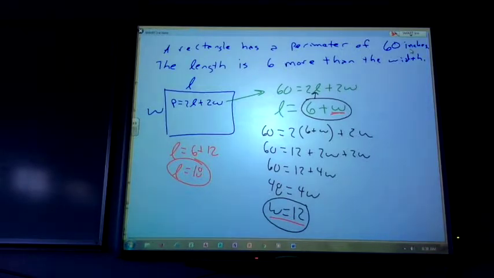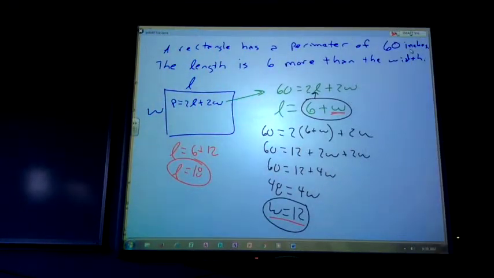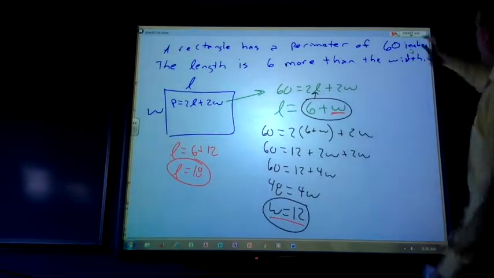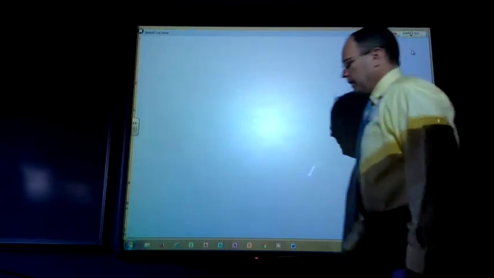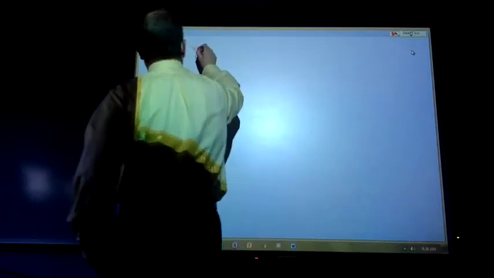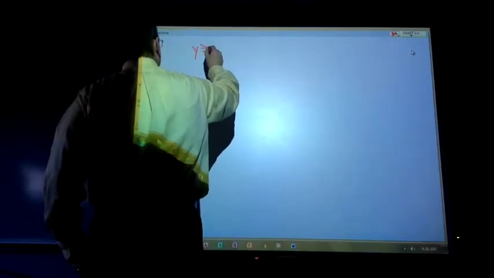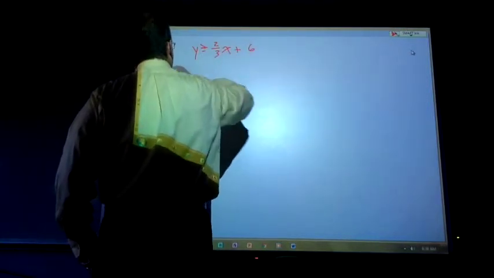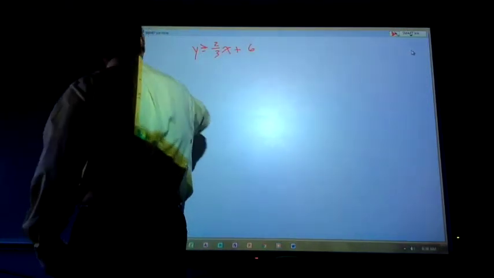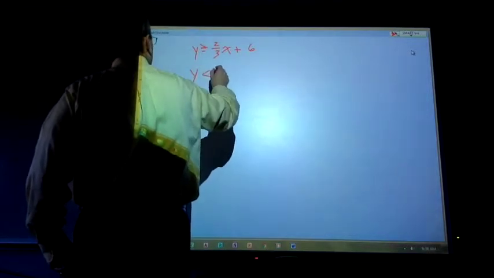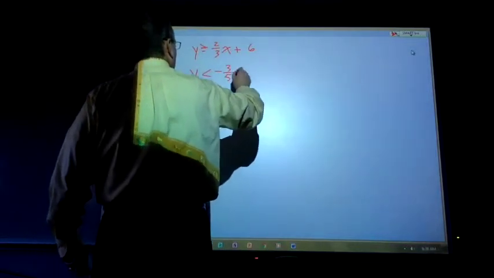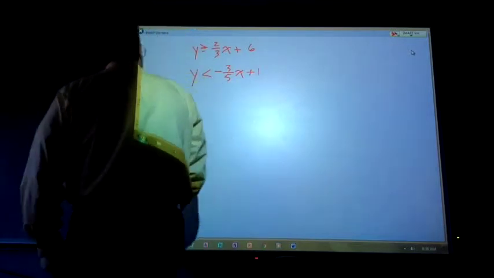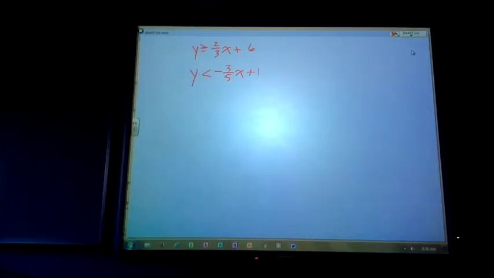Okay. Mac, you said you had something you wanted me to do, and I forgot. A shaded one? So shading where they cross? Yeah. Okay. Shading problem. Y is greater than or equal to 2/3 x plus 6, and y is less than negative 3/5 x plus 1. Look good, Mac? Yeah. Okay.